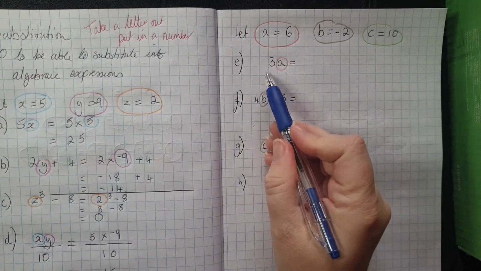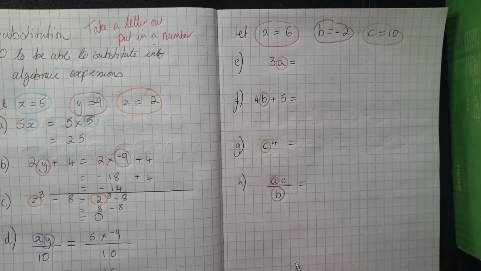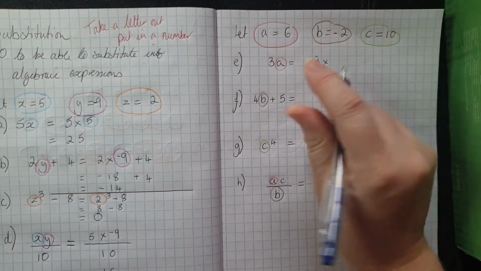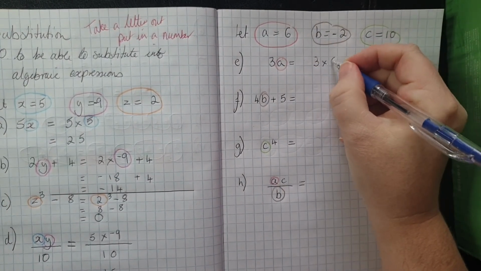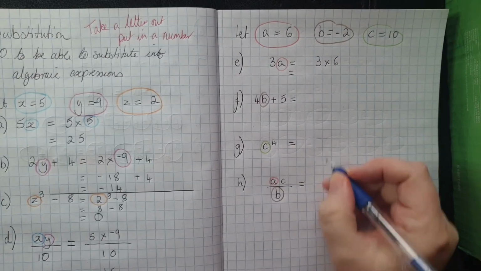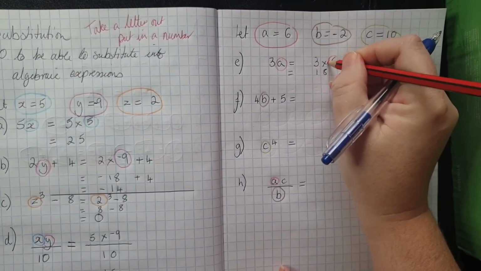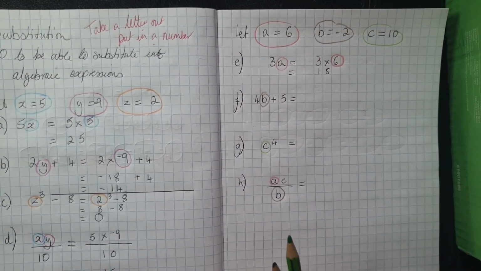Okay, so we've got 3 and A. 3 times A, but we're not writing A, we're writing 6. So we will get 3 times 6 is 18. I'll just colour code that 6 so you can see the link there.